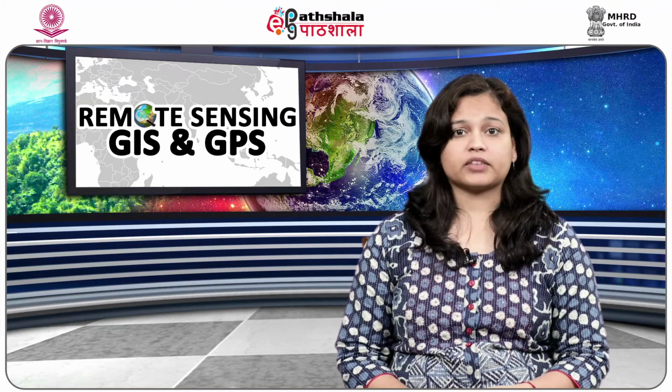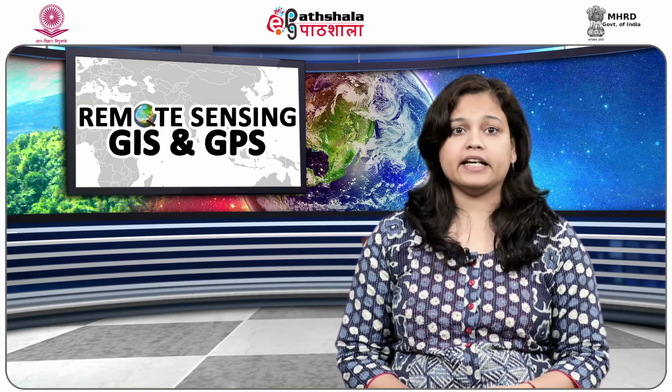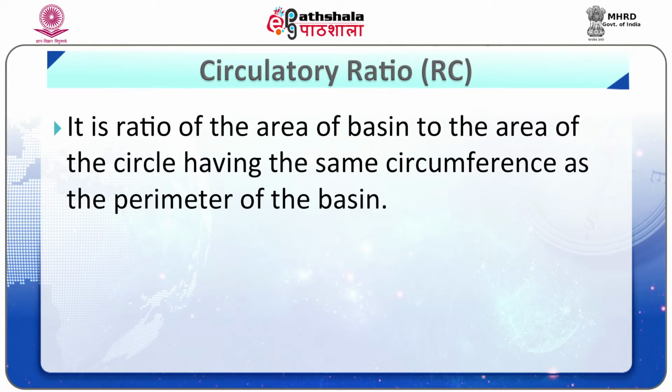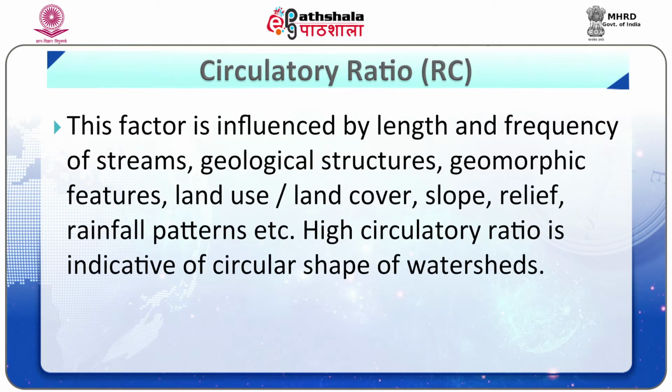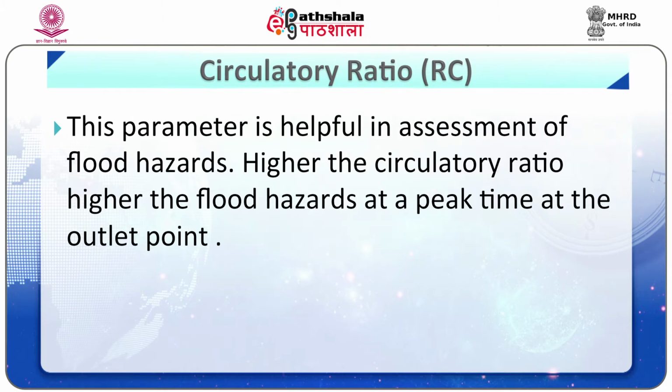Circulatory ratio. It is denoted by Rc. It is the ratio of the area of the basin to the area of the circle having the same circumference as the perimeter of the basin. This factor is influenced by length and frequency of streams, geological structure, geomorphic features, land use, land cover, slope, relief, rainfall parameters, etc. A high circulatory ratio is indicative of circular shape of the watershed. This parameter is helpful in assessment of flood hazards.